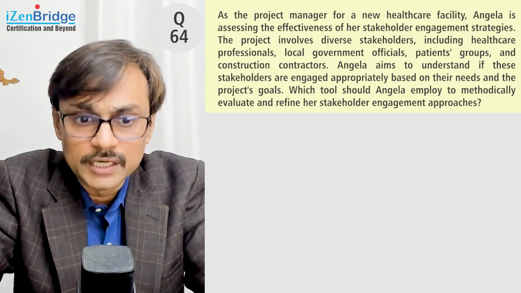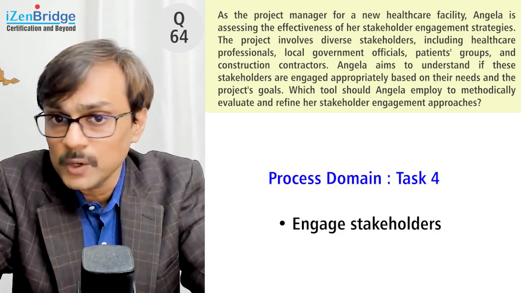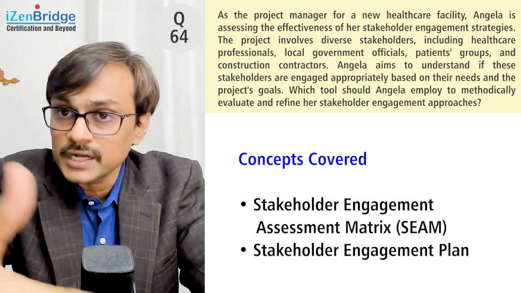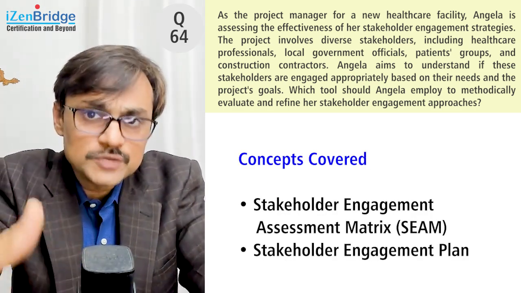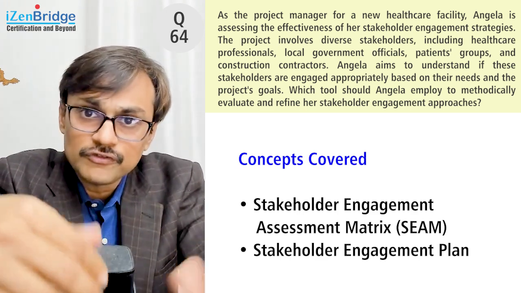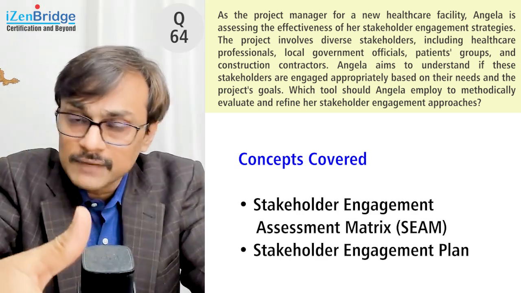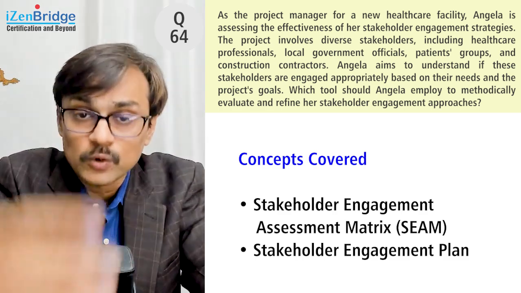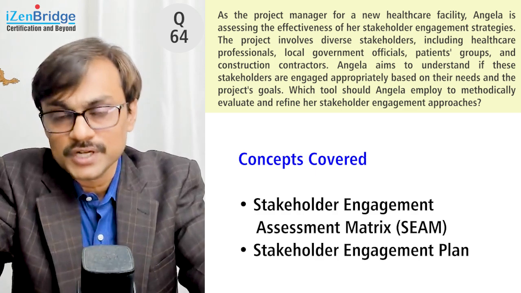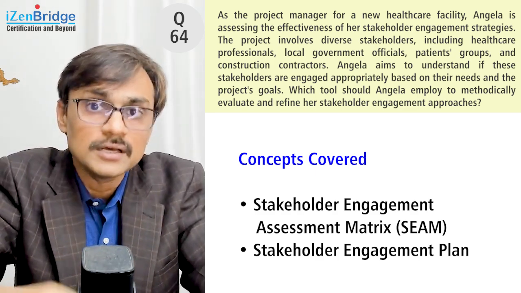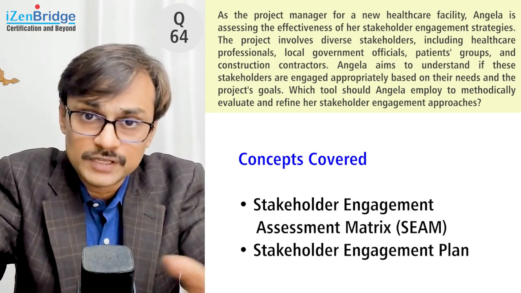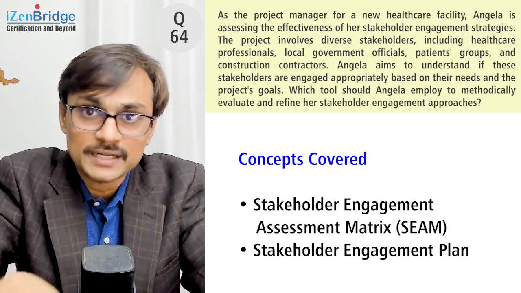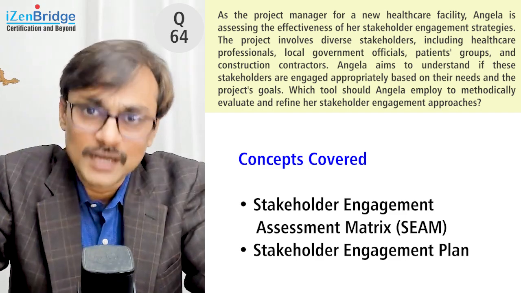So here we learn about a task which is about engaging stakeholders, task 4. We looked into the stakeholder engagement assessment matrix, and usually the overall approach of filling the gap between the current level of engagement and desired level of engagement is done with the help of stakeholder engagement planning. So this question also talks about a topic like the stakeholder engagement plan, where we need to find out how we should engage with our stakeholders in a manner so that they meet the desired level of engagement.